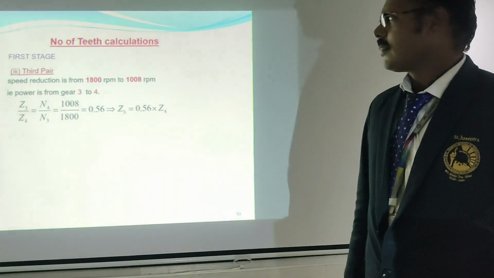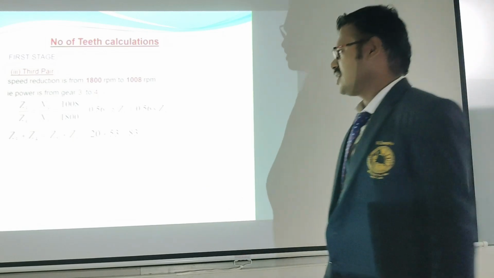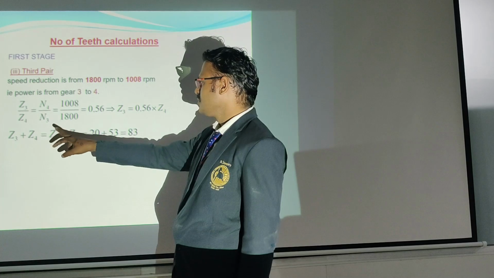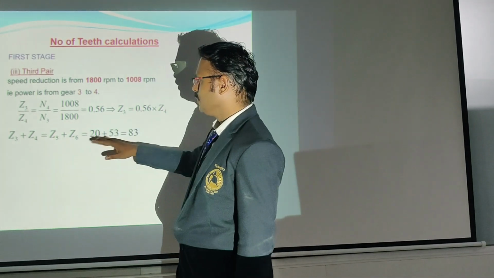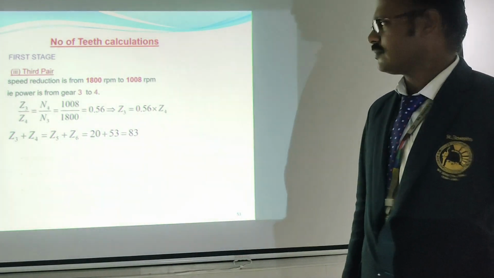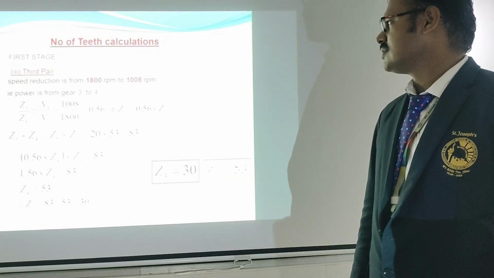That's all. So Z3 plus Z4 equal to Z5 plus Z6. Already we know that Z5 is 20, Z6 is 63. So Z3 plus Z4 equal to 83. So two equations, two unknowns. If we substitute, we can get Z3 and Z4 easily.